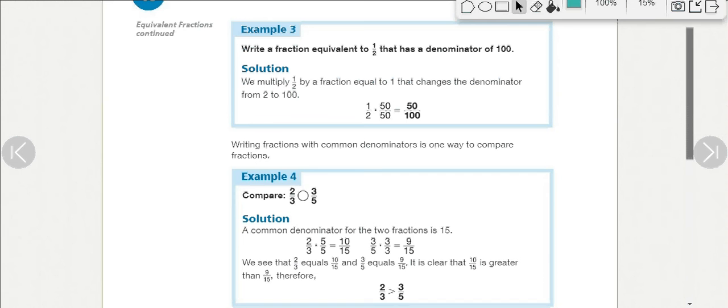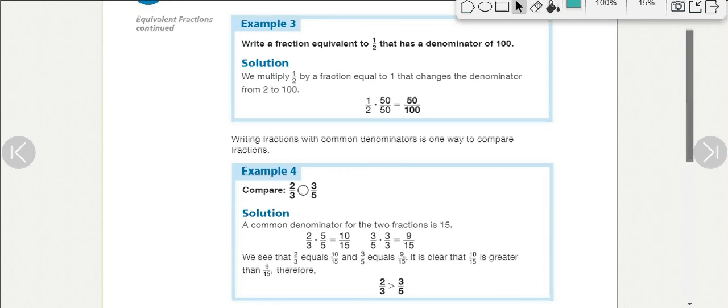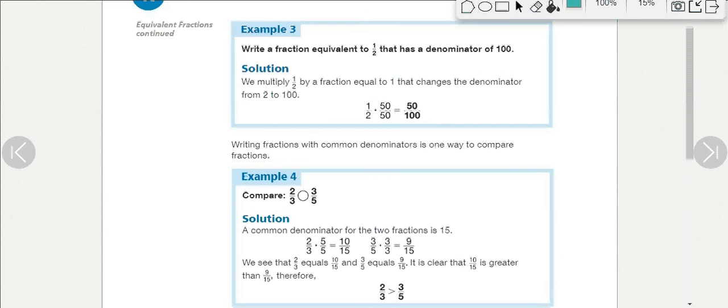An equivalent fraction to 1/2 with a denominator of 100. Okay, we want to get from 2 to 100. What gets me there? 50. The multiplier must be equivalent to 1. So we multiply 1 times 50 is 50.